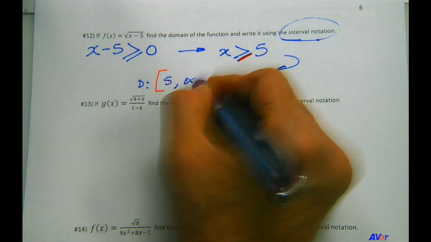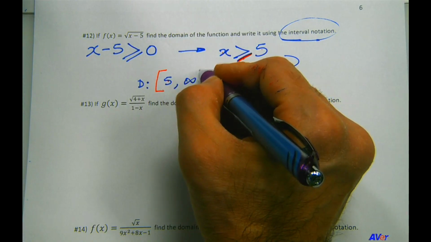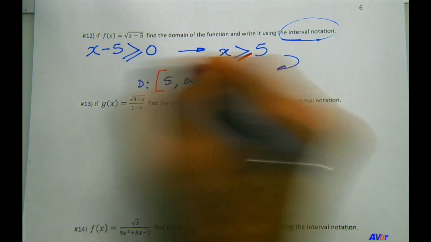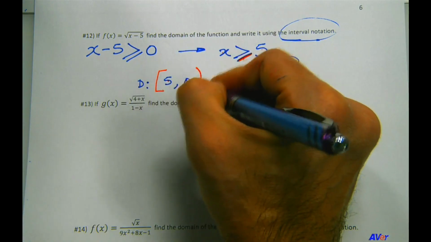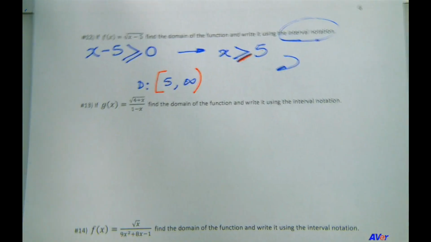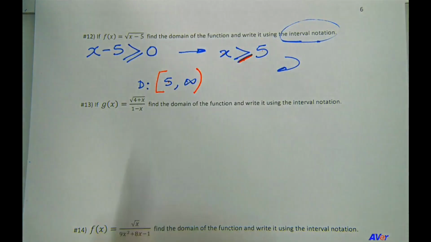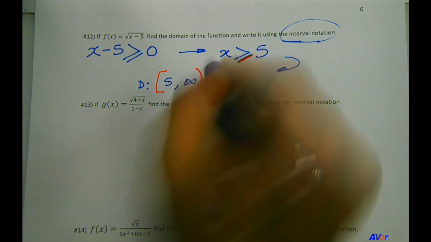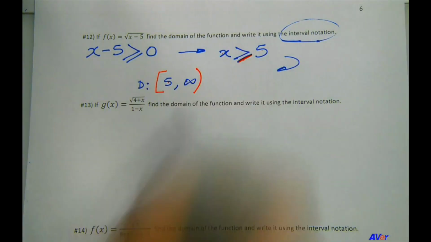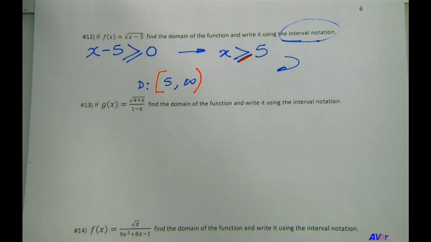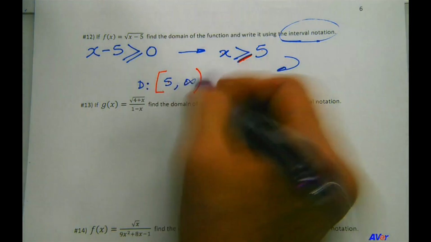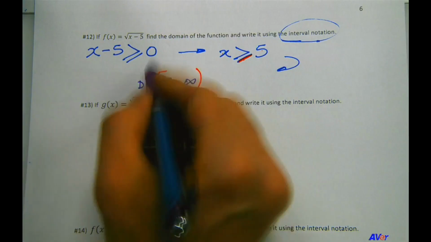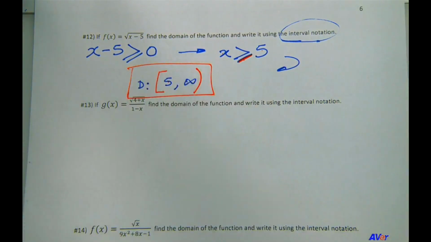Then infinity, parenthesis or bracket. The infinity side, whether it's negative infinity or positive infinity, always gets the parentheses because we can never reach infinity, so it's always excluded. We can approach it as much as we want, but we can never actually get there. So parenthesis means that infinity itself, even though we can approach it, will never be part of the solution because we can never reach infinity. Okay, so that is the domain of that.